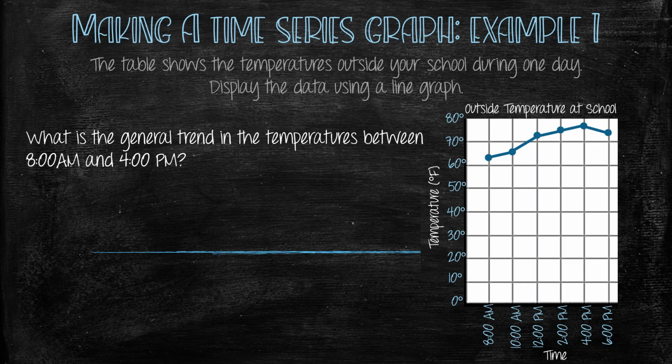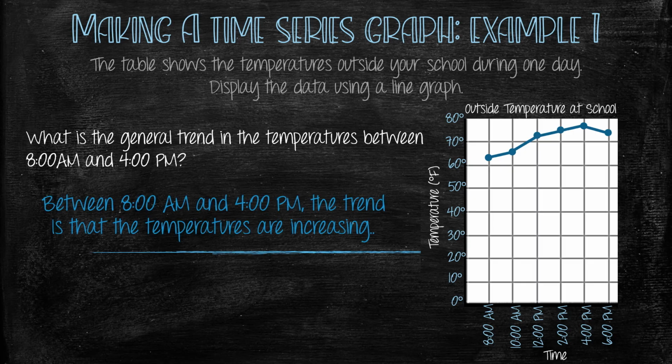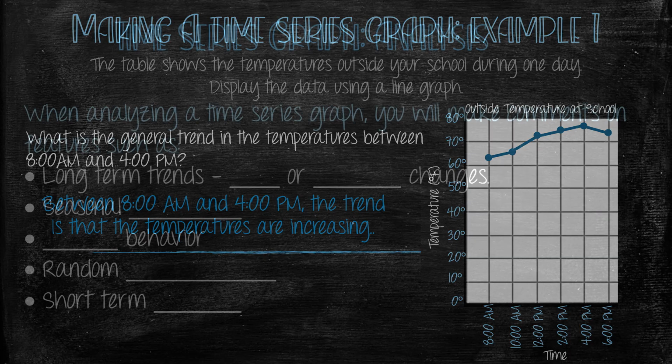Here's that same graph. What is the general trend in the temperatures between 8 and 4? Okay, so we're not including the 6, but between 8 and 4, it looks like the temperatures are increasing. So between 8 a.m. and 4 p.m., the trend is that the temperatures are increasing.